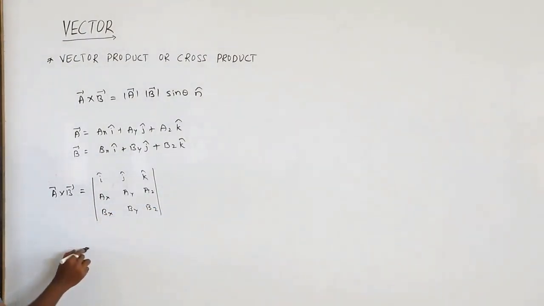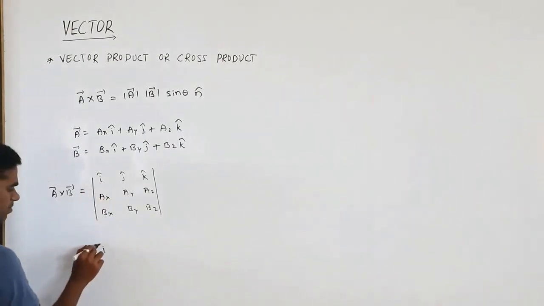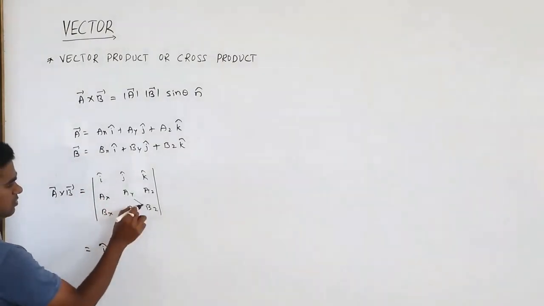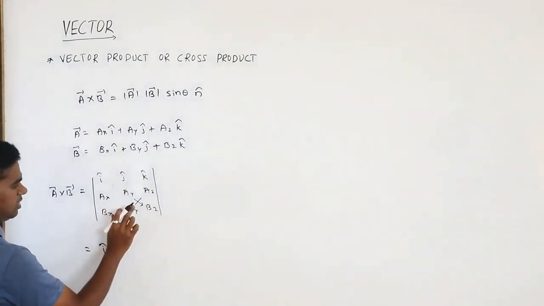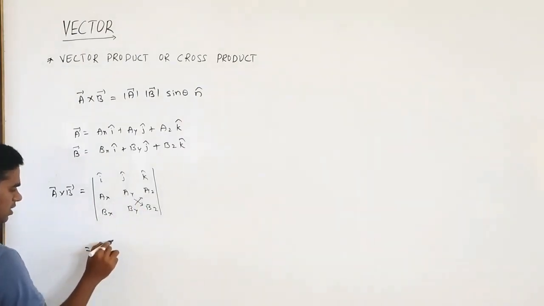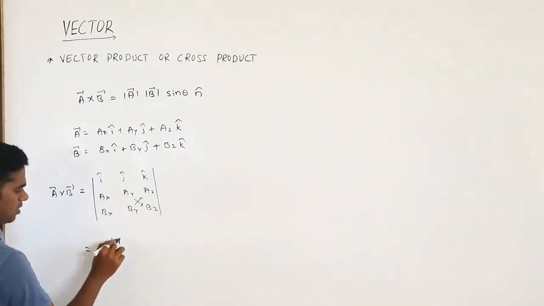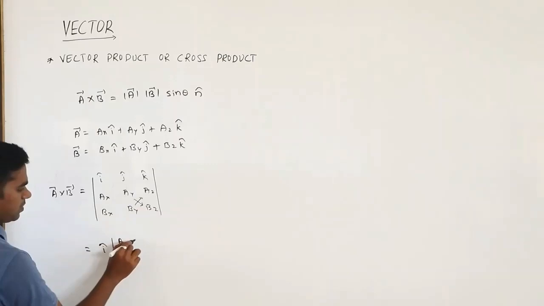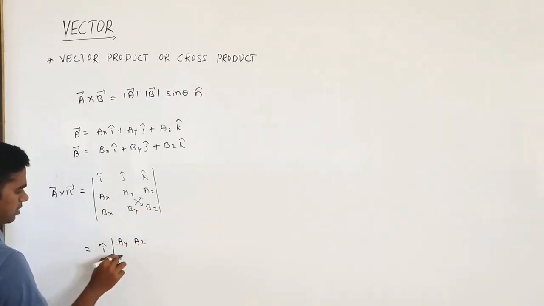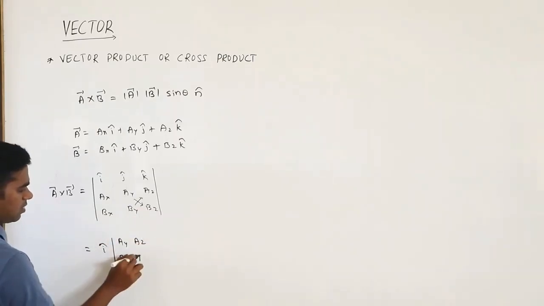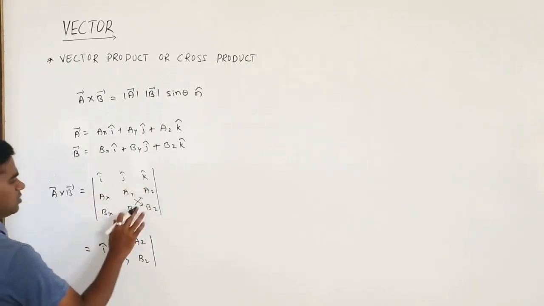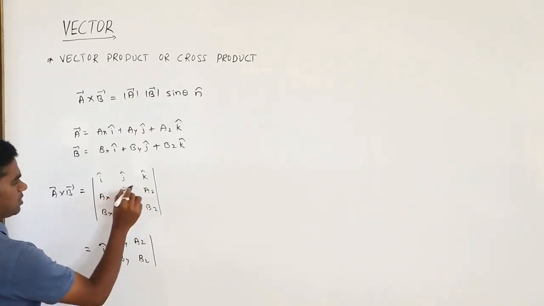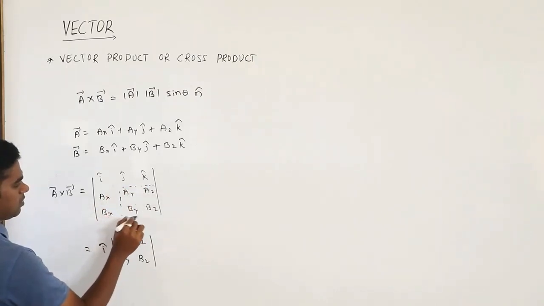So how can we find the resultant? First you write i cap. Now you take these four. First you multiply ay, bz, then you multiply az, by. So I will write this one: ay, az, by, bz. These four things.